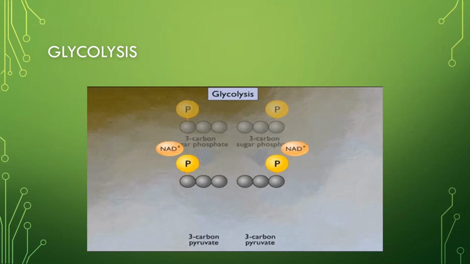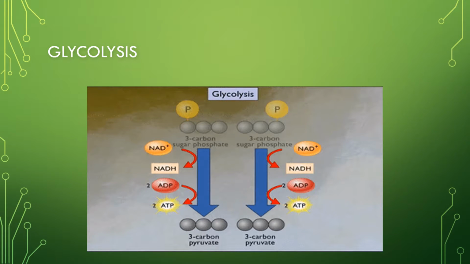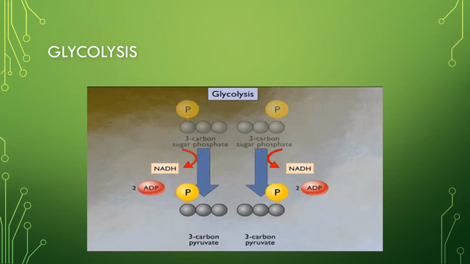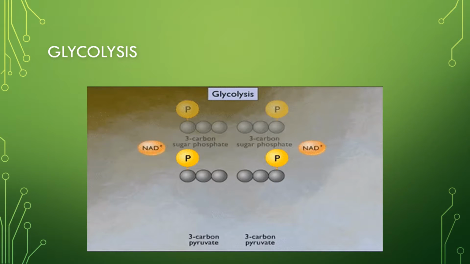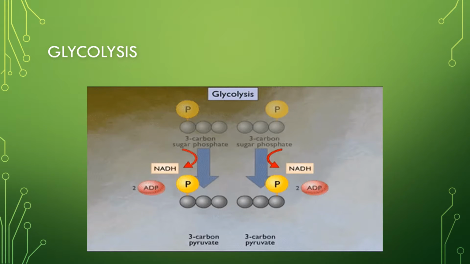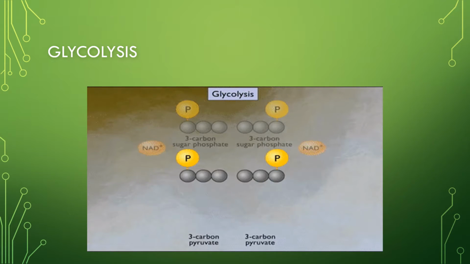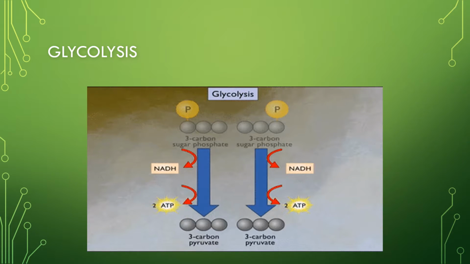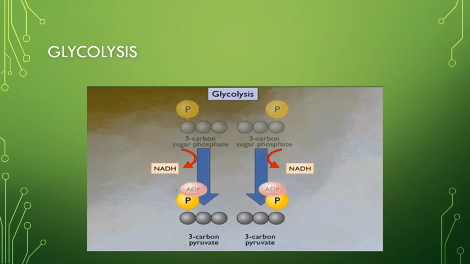Okay, so here is just a little animation to show you the transfer of the phosphates and the 3-carbon sugars and how they make the 3-carbon pyruvates. So you can see where the NAD plus is then made into NADH, so it's adding that hydrogen ion, and then ADP turns into ATP.